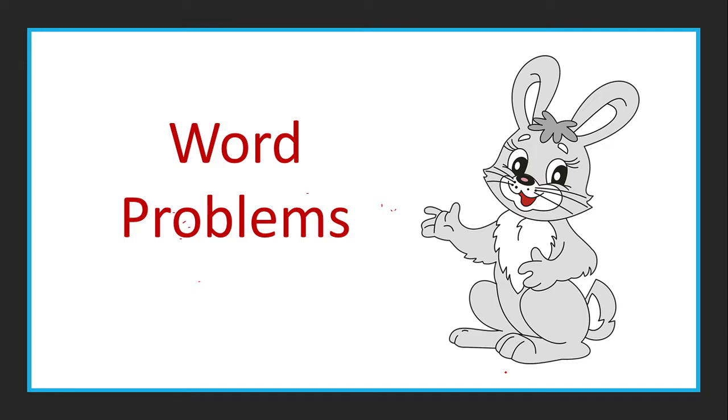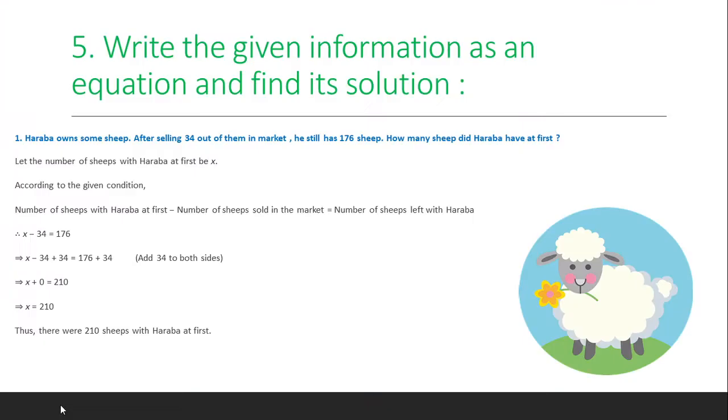In today's math session, we are going to learn how to solve word problems by constructing the equations for the given situation. So let's start seeing them one by one. Here we have the first question. Harba owns some sheep. After selling 34 out of them in a market, he still has 176 sheep. How many sheep did Harba have at first?